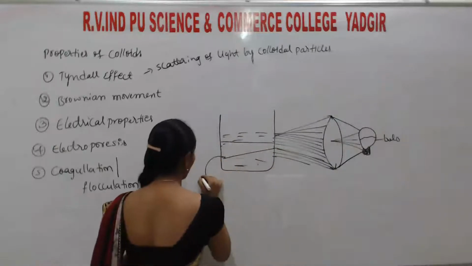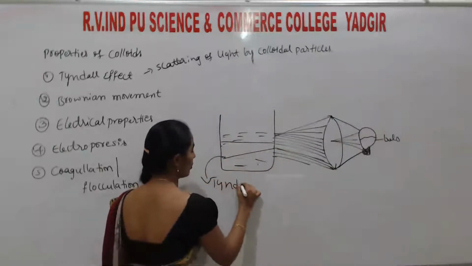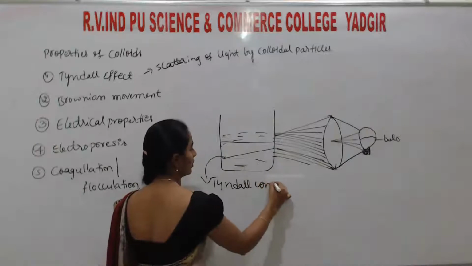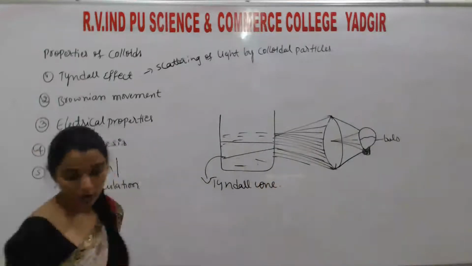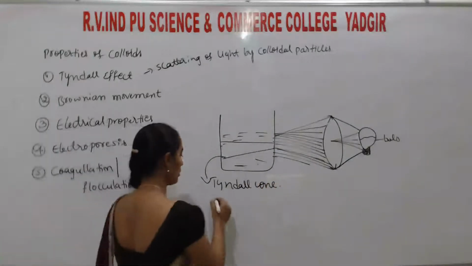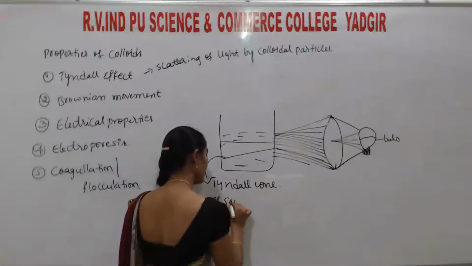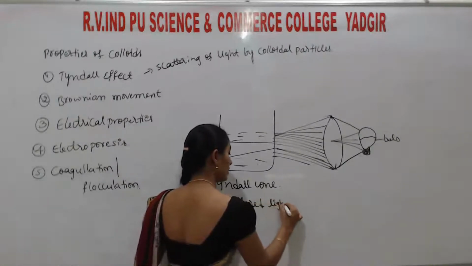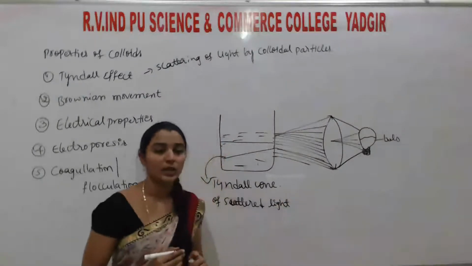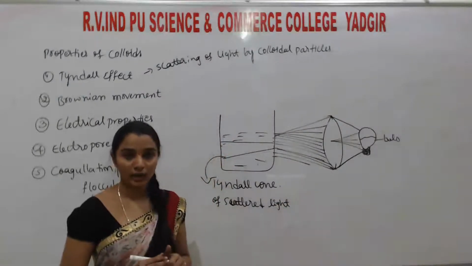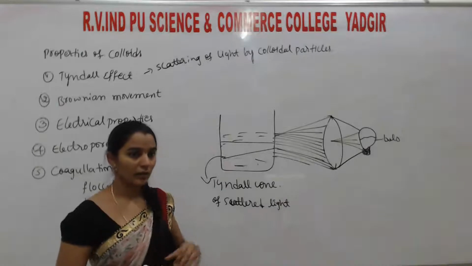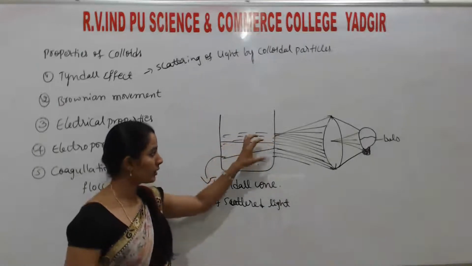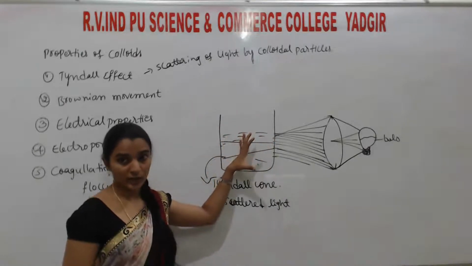ಸೊ ದಿಸ್ ಇಸ್ ಕಾಲ್ಡ್ ಆಸ್ Tyndall hole, ದಿಸ್ ಇಸ್ ಕಾಲ್ಡ್ ಆಸ್ Tyndall hole ಆರ್ ಸ್ಕ್ಯಾಟರ್ಡ್ ಲೈಟ್. Best example is projector in the cinema theater. ಕರೆಕ್ಟಲ್ಲ, ಮೇಲ್ಗಡೆ ಪ್ರೊಜೆಕ್ಟ್ ಆಗ್ತಾ ಇದೆ, ಬರ್ತಾ ಬರ್ತಾ ಏನಾಗುತ್ತೆ ನಿಮಗೆ ಸೈಜ್ ಜಾಸ್ತಿ ಆಗುತ್ತೆ.